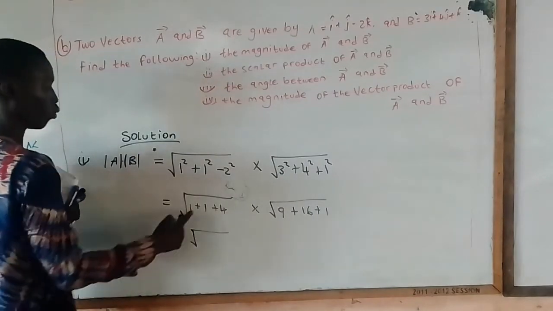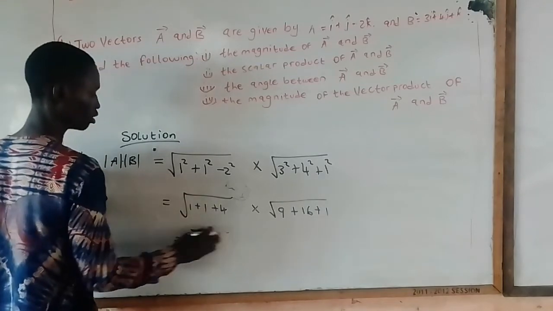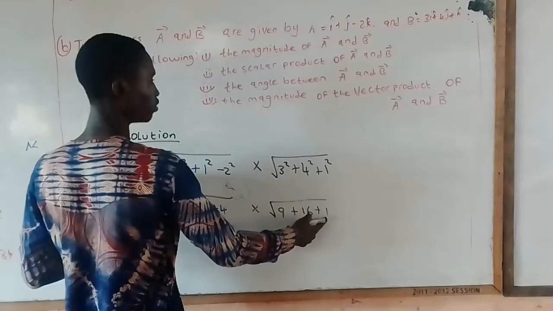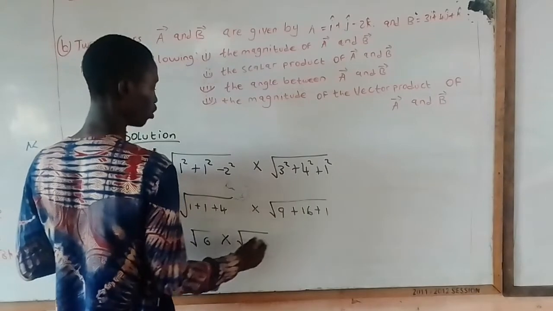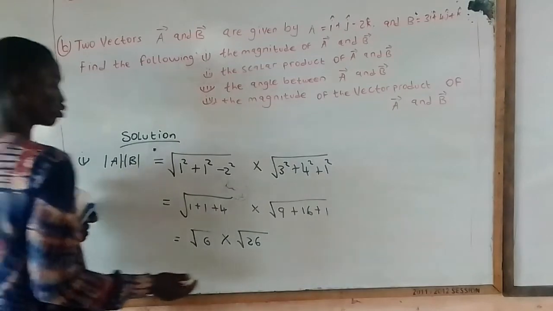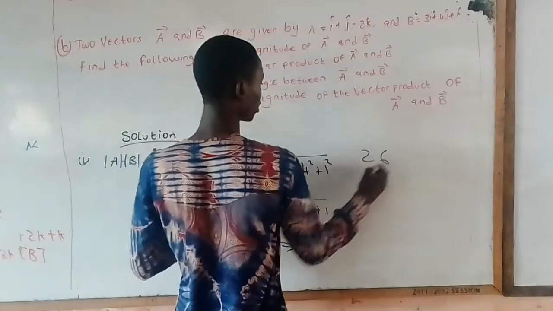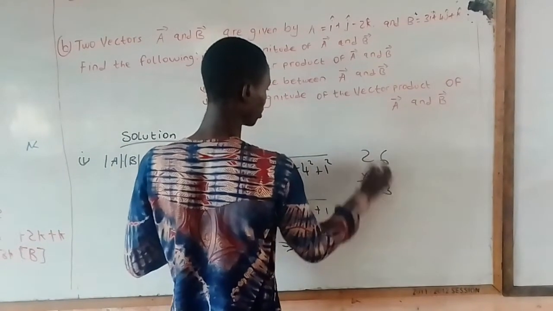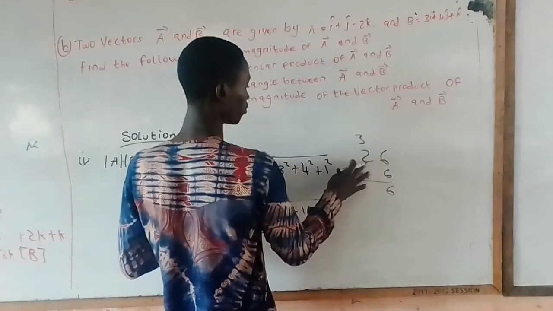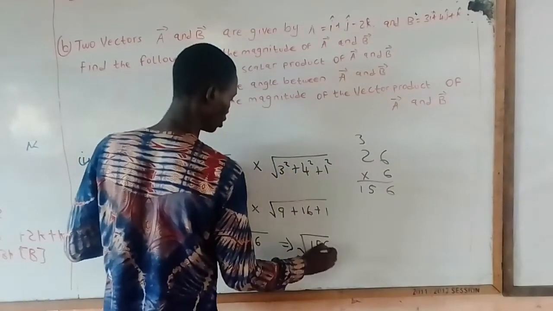So 1 times 1 is what? Is 1 plus 1 is 2. 2 plus 4 is what? 6. Times 16 plus 1 is 17. 17 plus 9 is what? 26. 6 times 26 will give us what? 26 times 6. 6 times 6, 6 times 2, 12. 12 plus 3, 15. So we get 156.